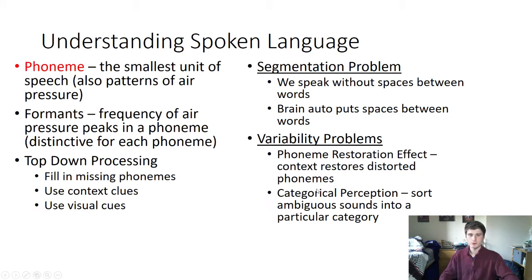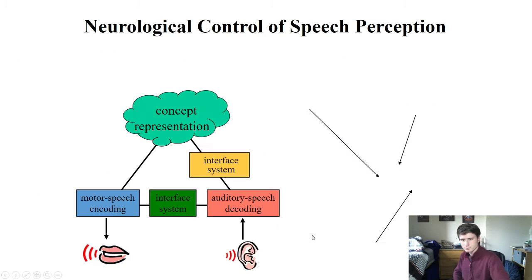And we also use categorical perception, which is this idea that when there's an ambiguous phoneme or word, we'll sort those sounds into a particular category based upon context.